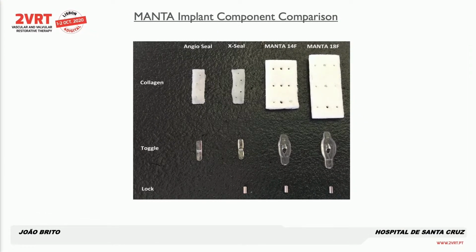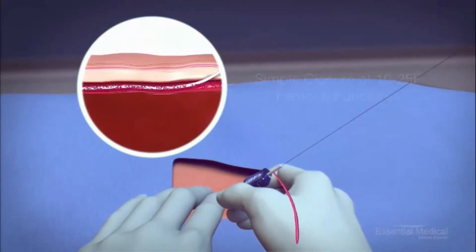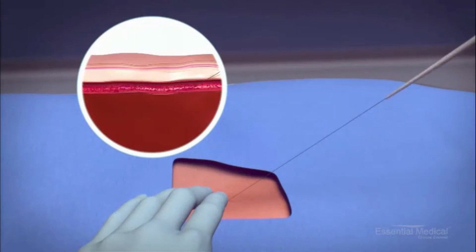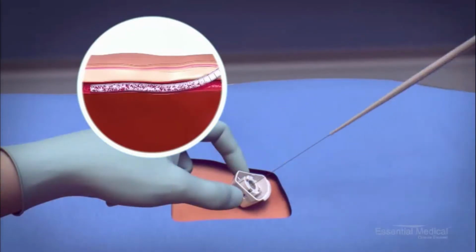close our puncture site. This is a nice comparison between the different closure devices, and you can compare the Manta 18 French, the size of the collagen pad and the size of the toggle. We can compare it, for instance, with the Angio-Seal, which is very well known for every interventional cardiologist. This is a scheme. We have first to measure the depth of the puncture, and then the depth of deployment will be that measure plus 1 centimeter.